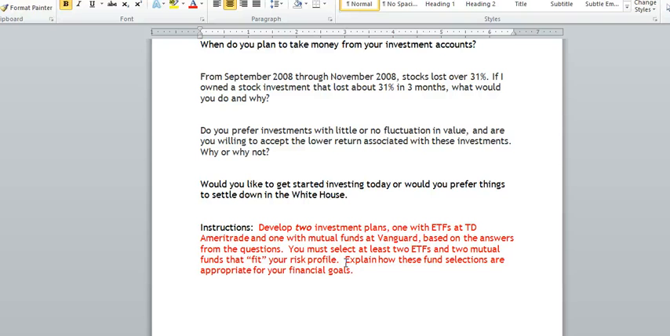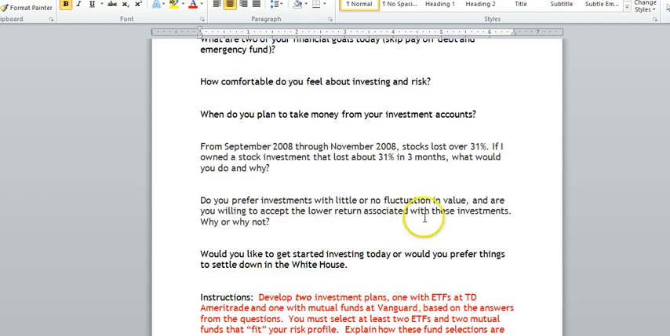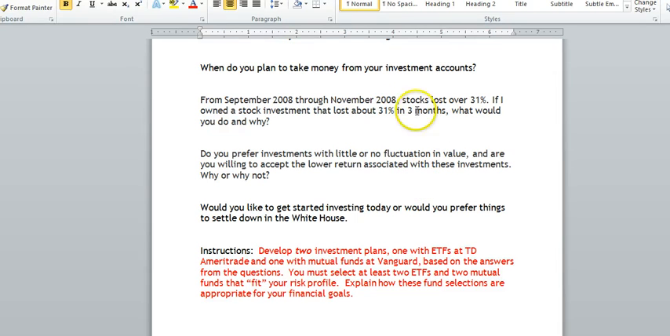Now, I want you to develop two investment plans, one with ETFs at TD Ameritrade, the free ETFs, and the other one with mutual funds at Vanguard, based on your financial goals and your answers to these questions, kind of trying to flesh out your risk profile. Are you risk averse? Are you a risk taker? I want to try to understand who you are and make sure that you can take who you are and pick the right type of investments.